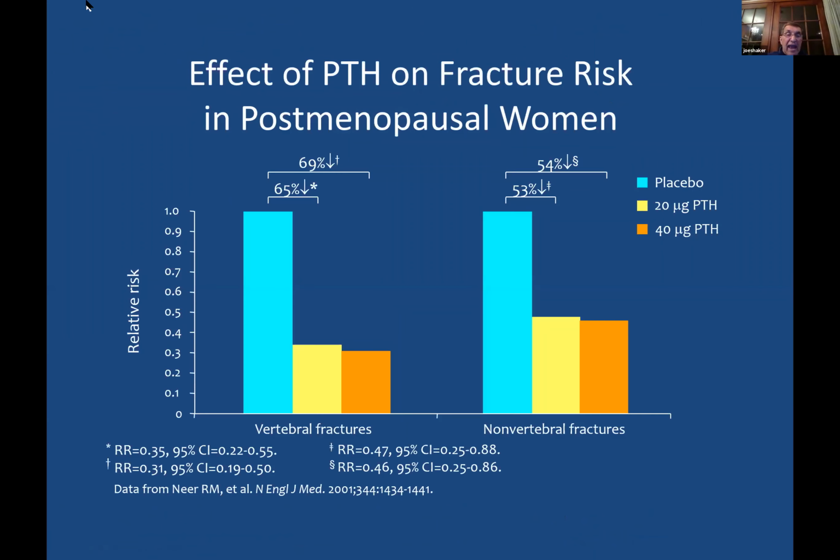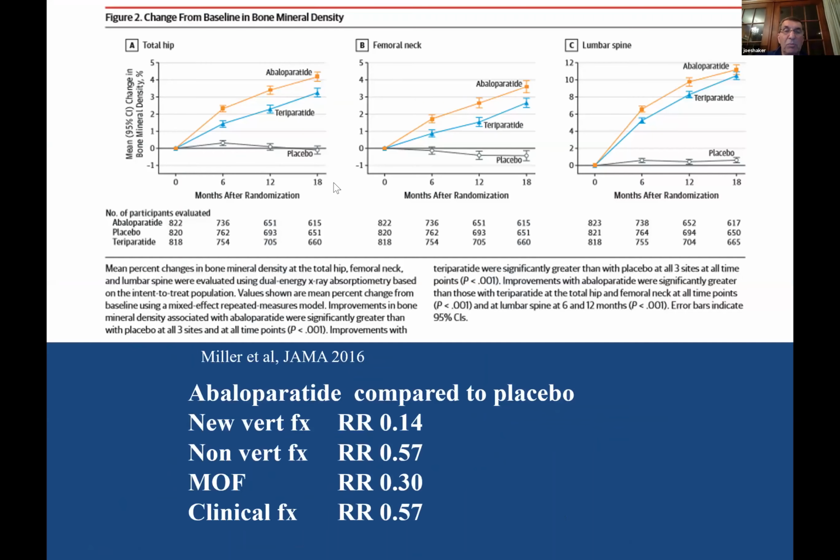I want to move on to the anabolic agents. The first one is teriparatide, or Forteo, and this just shows the dramatic reduction in fractures that we get with this anabolic agent. This is abaloparatide, or Tymlos. Bone density change is the same. Excellent vertebral fracture and other fracture reduction.